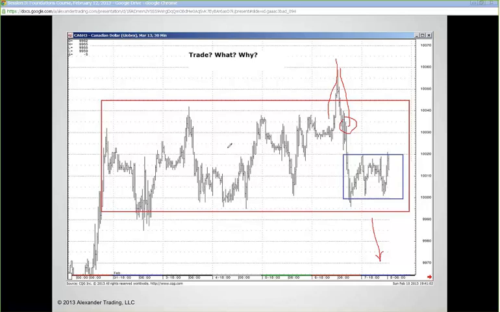Okay, so here we are. We're right here. What do we do? If you're not in this trade, what do you do? This is one you got to take. You just have to take it. This is about as rote as it gets. You got to take this trade. You have to short this.